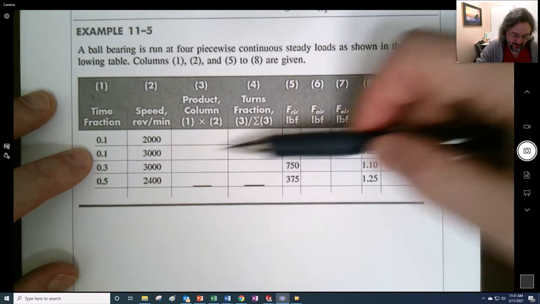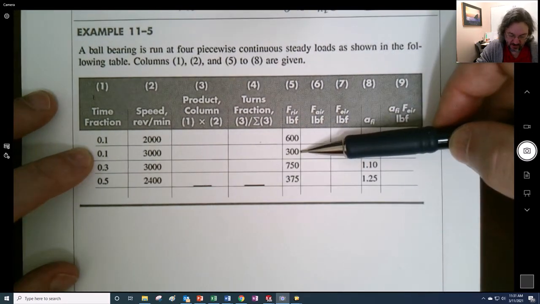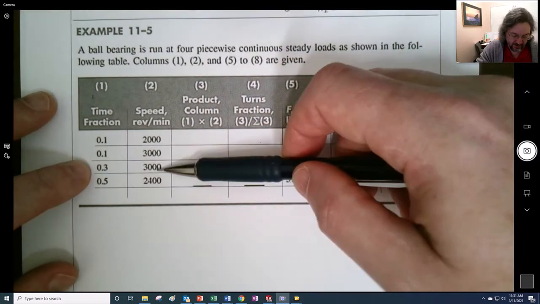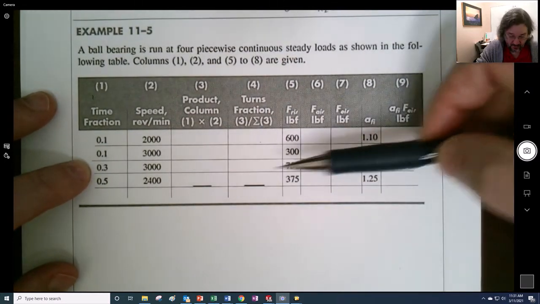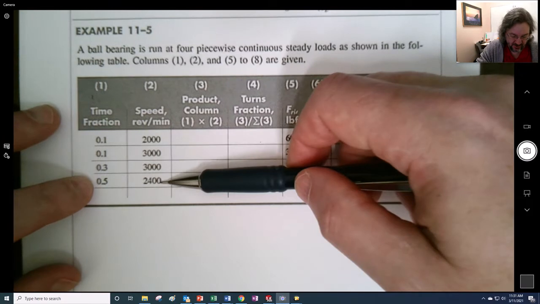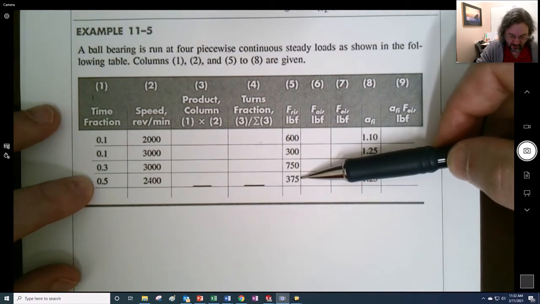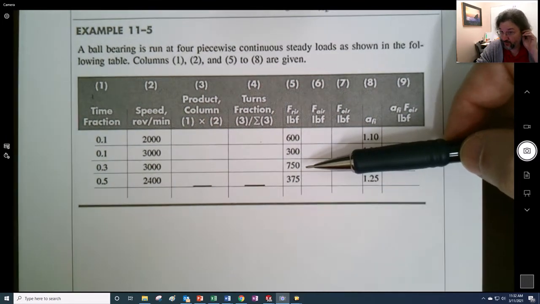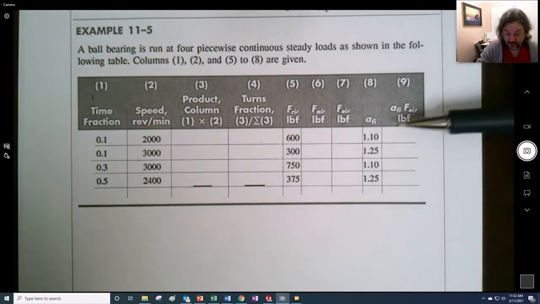10% of the time, 3,000 RPM, doing it for 300 pounds. 30% of the time at 3,000 RPM, but 750 pounds. And 50% of the time, 2,400 RPM at 375 pounds, right? So you get the idea. There's 4 different loading conditions.